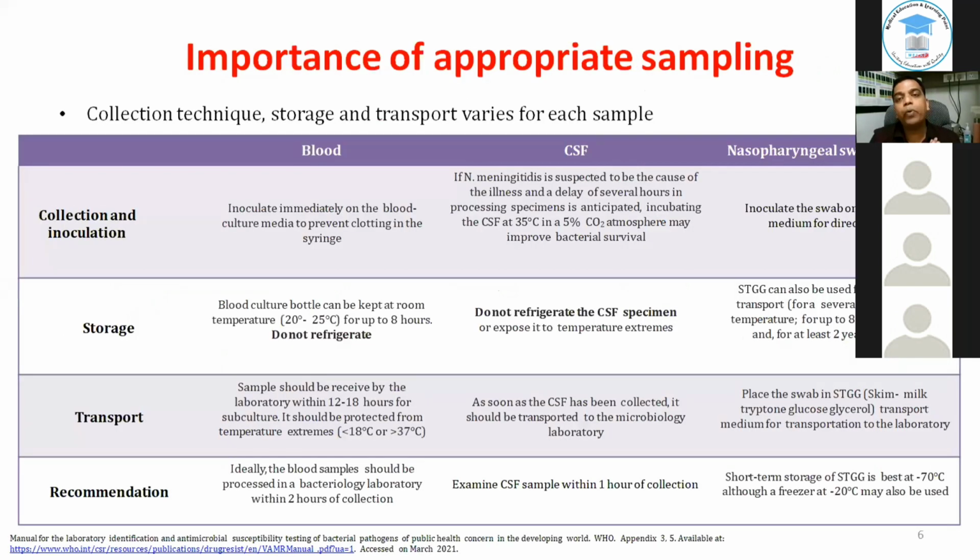The most important prerequisite for a properly done antimicrobial susceptibility testing is to have an appropriate sampling. See, the antimicrobial susceptibility tests are the drivers or the basis for implementation of the stewardship strategies. So our antimicrobial susceptibility testing should be very accurate, and for very accurate susceptibility testing, we need appropriate sampling.